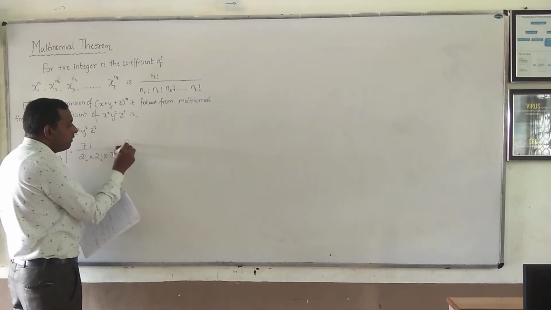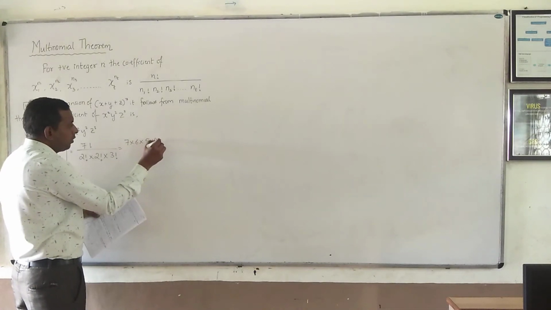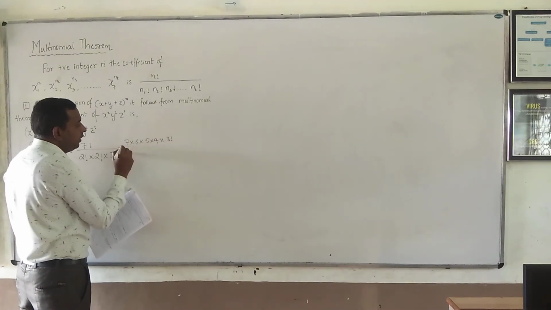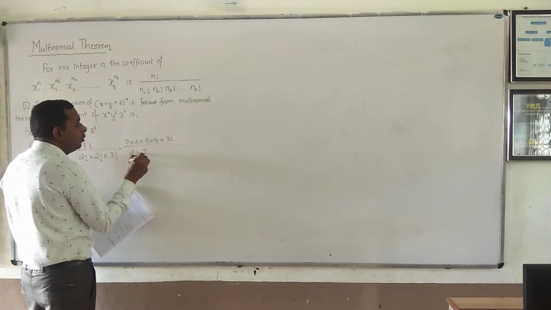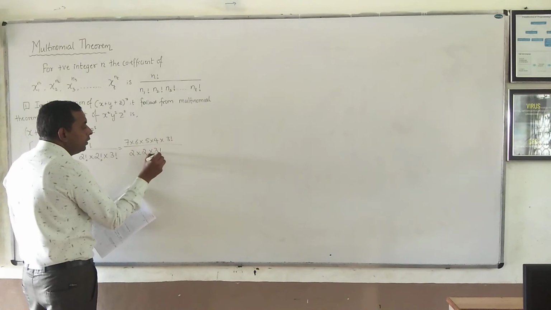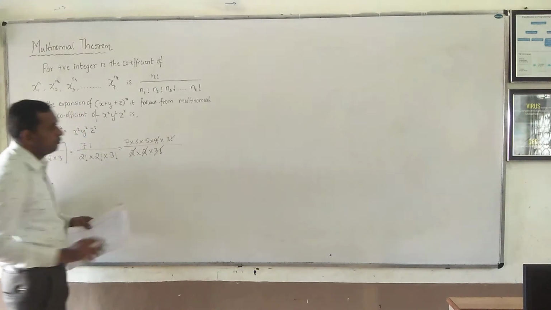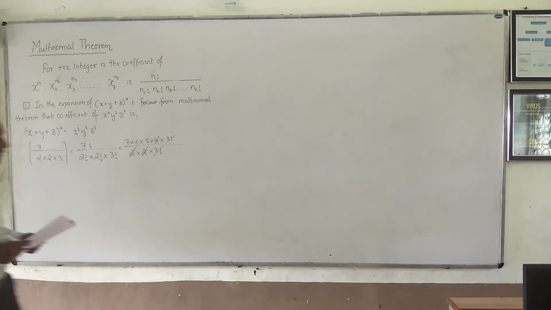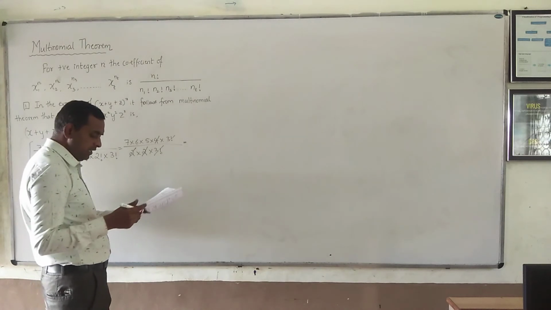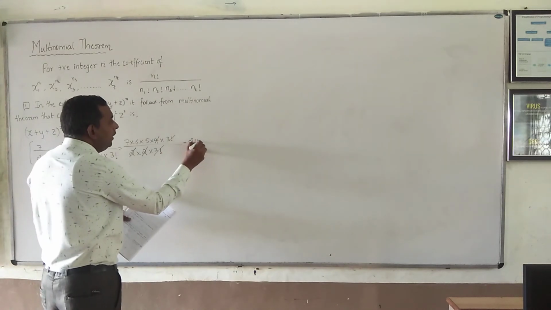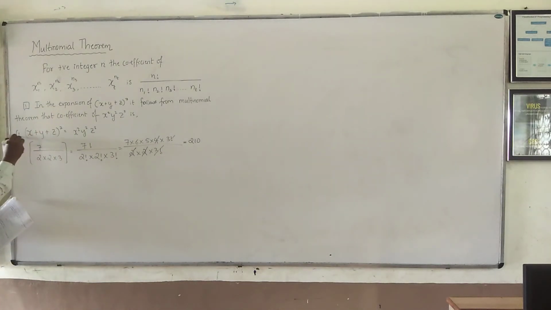So let me write 7, 6, 5, 4 into 3 factorial divided by 2 into 2 into 3 factorial. The 3 factorial will get cancelled, and this 2 and this 2 will get cancelled. How much is it? It is 210. We got the answer. This is our first example.